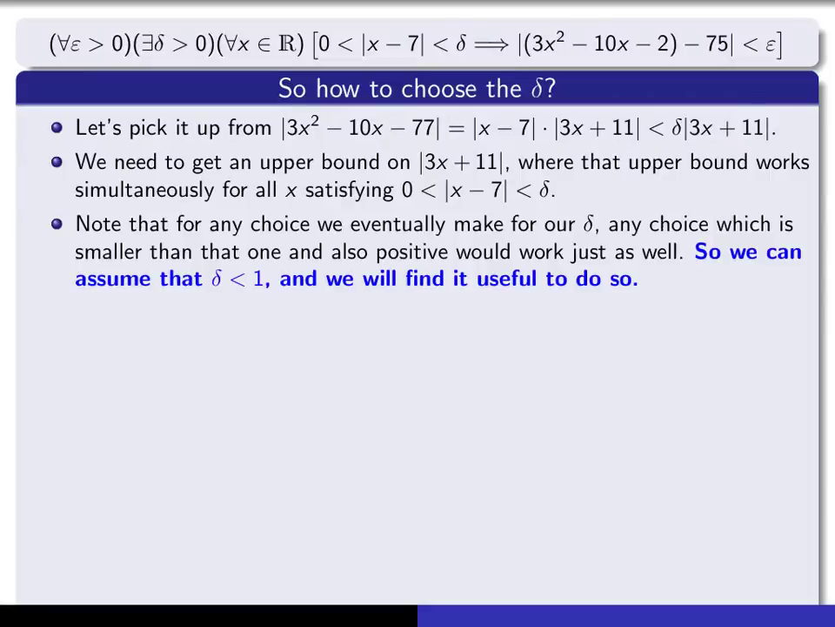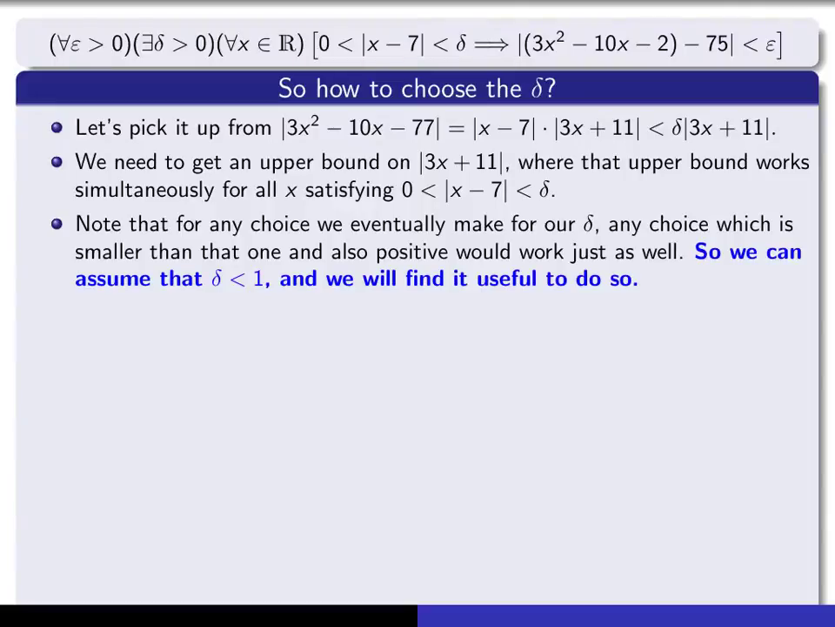Now notice that whichever delta we eventually wind up choosing, any smaller positive number would work just as well, and so there's no loss in generality in assuming that delta is smaller than 1. I could use 1 or any other number. It doesn't matter which number I pick, any positive number. So just to be concrete, I'll use delta smaller than 1, and you'll see that we'll make use of that in the next step.